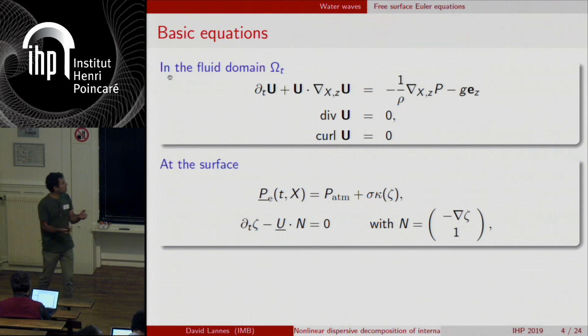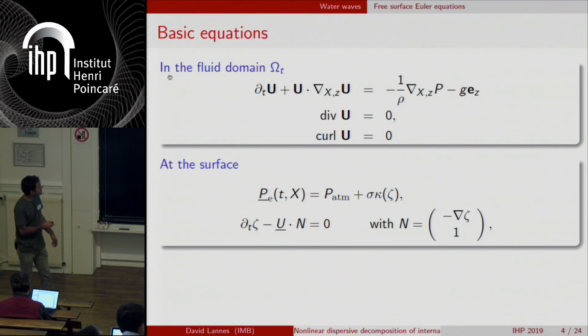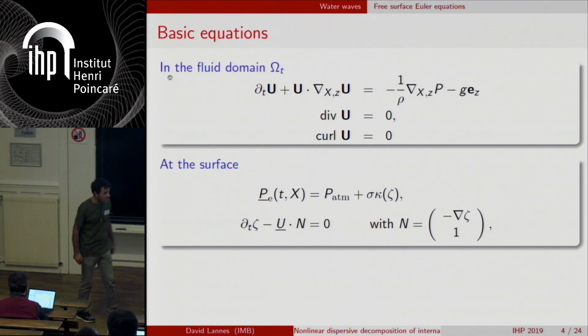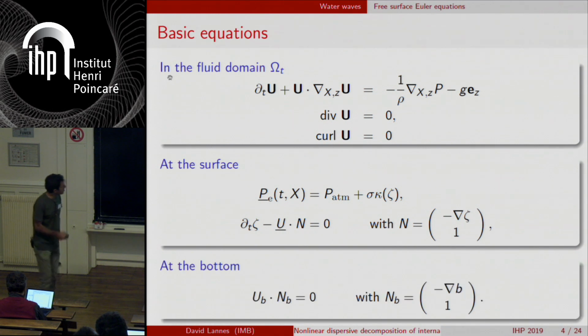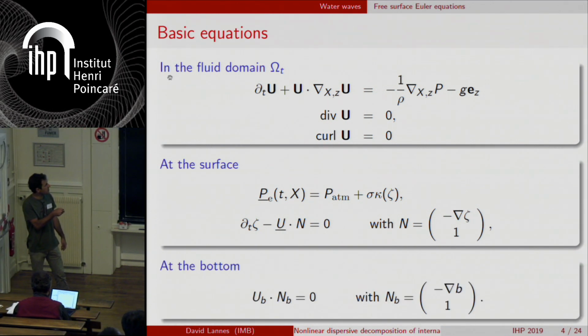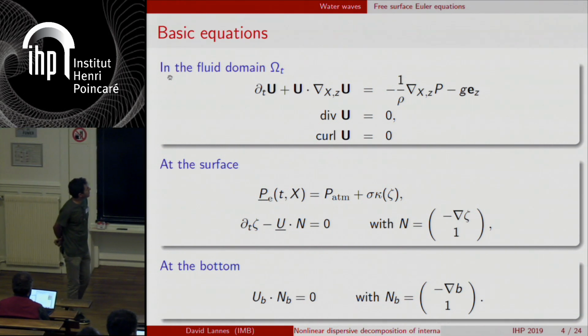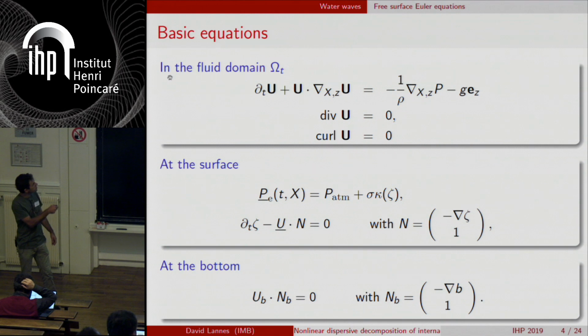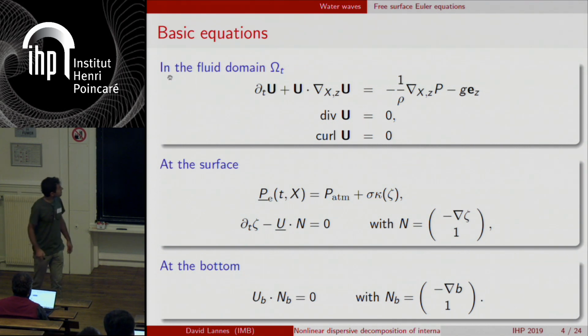fluid particles don't cross the surface. So it's quite easy to check that this relates the time derivative of the surface parametrization to the normal component of the velocity at the surface. So u bar is the velocity evaluated at the surface. Okay, so these are two boundary conditions at the surface. And you need one last one at the bottom, which is that the bottom is impermeable, so the velocity is tangential at the bottom. Okay, so these are the standard water waves equations: Euler equation, boundary condition at the surface, and boundary condition at the bottom.